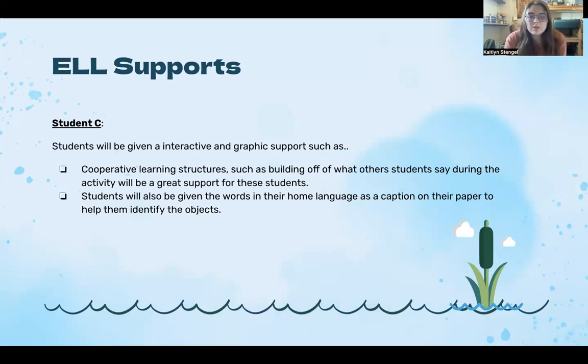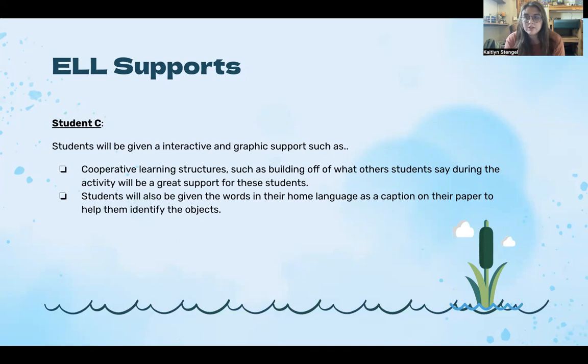For student C, students will be given interactive and graphic support, such as cooperative learning structures, such as building off what other students say during the activity, which will be a great support for these students. And students will be given the words in their home language as a caption on their paper to help them identify the objects.